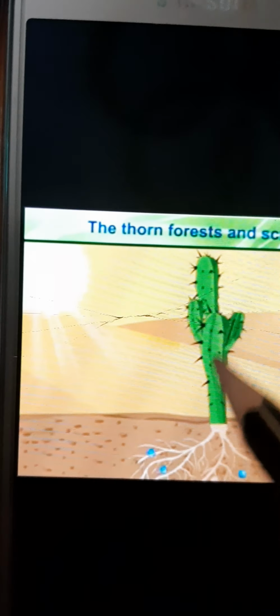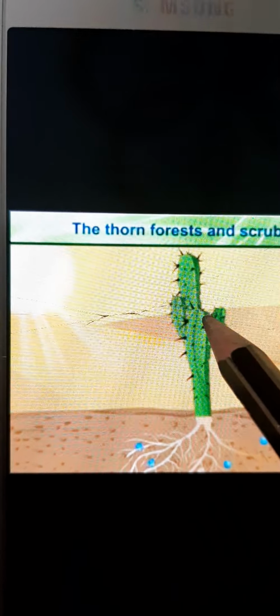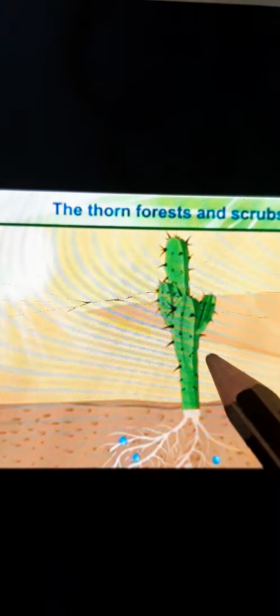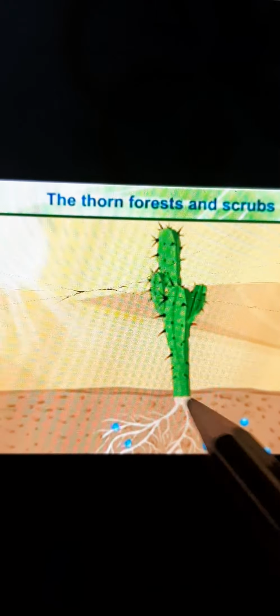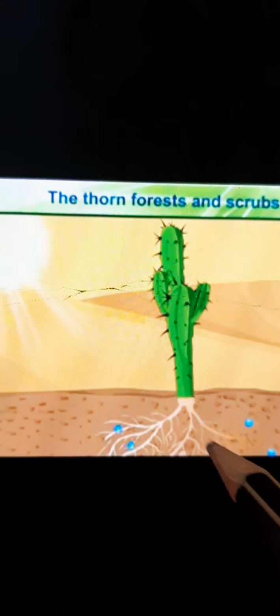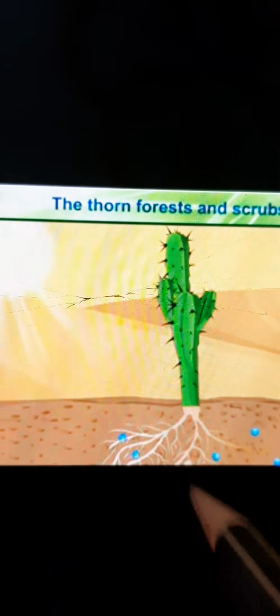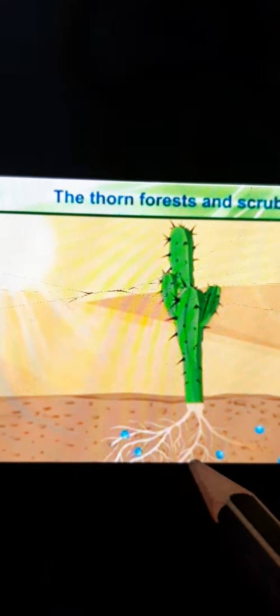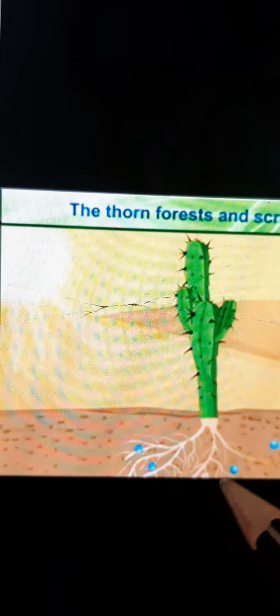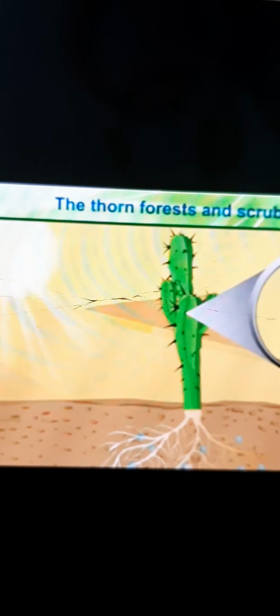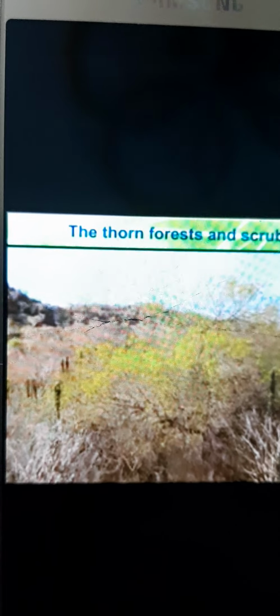Now next is roots. We had already discussed the roots, let's talk about it again. Its roots are very long, as you can see, which can tap water from the greater depth. So these are the characteristics of these forests.